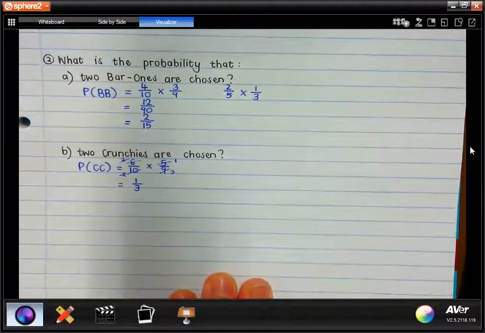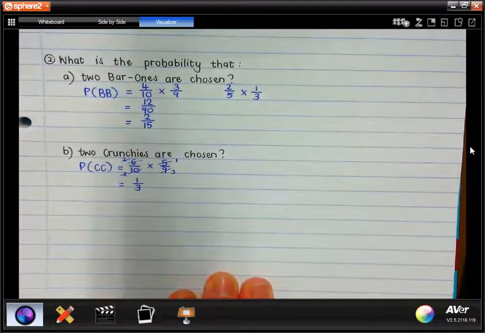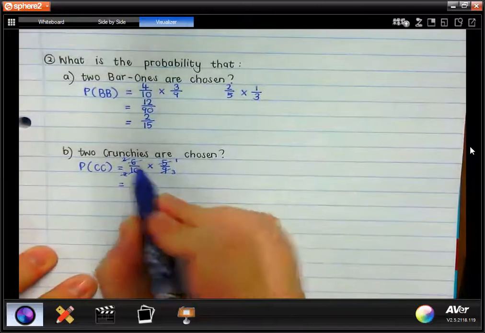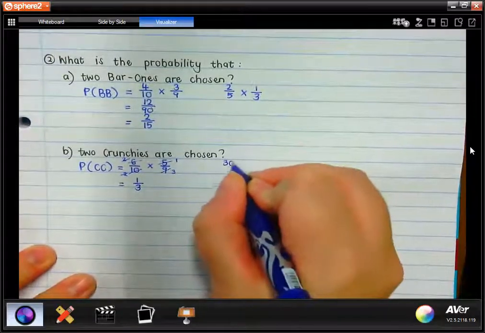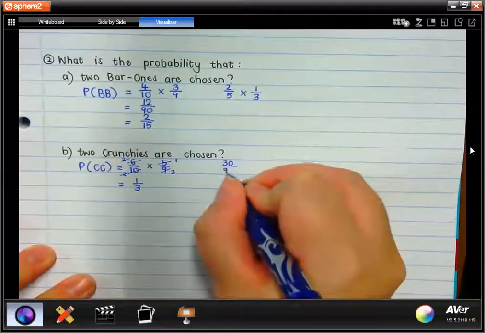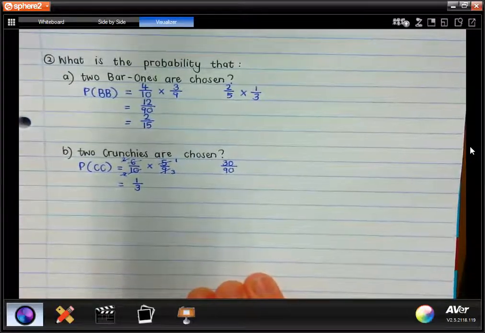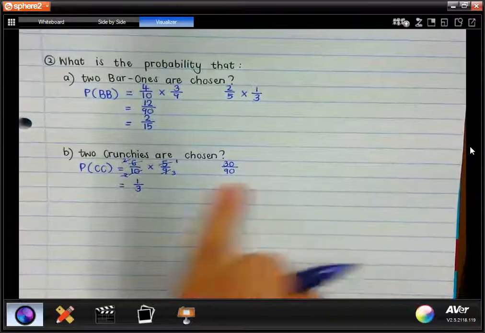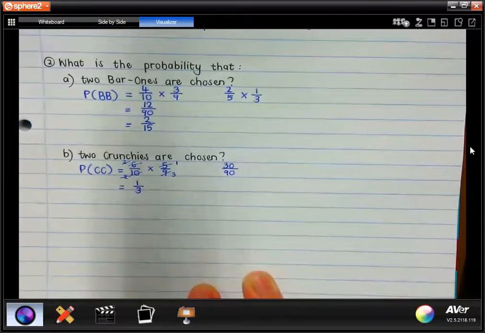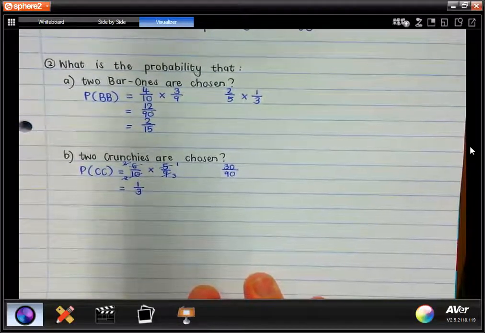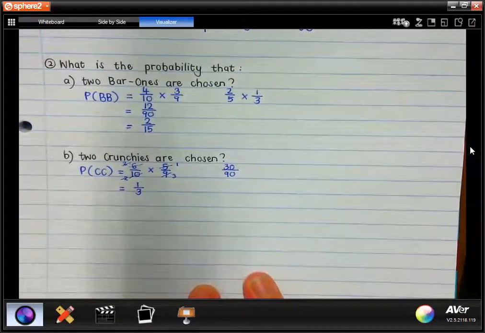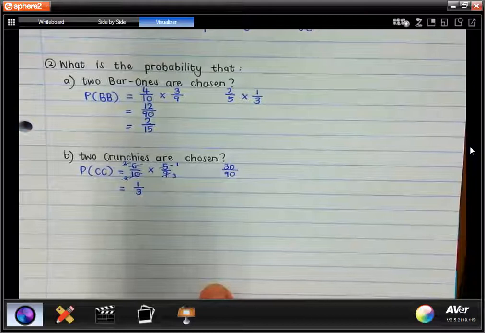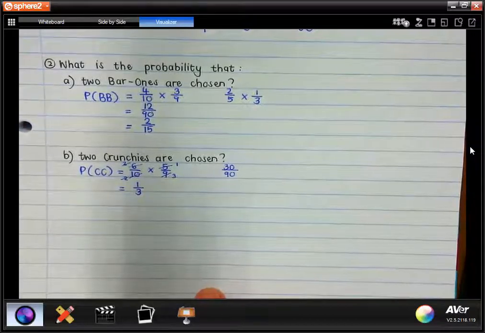If you multiply them straight away, it wouldn't have been too difficult. 6 times 5 is 30, and 10 times 9 is 90. All right, and then you can just see that 30 goes into both of those. So that will also get you to 1 over 3. Okay, so that's actually quite a big chance to get 2 crunchies, a third. Right, the probability of getting 2 crunchies, there's a third.